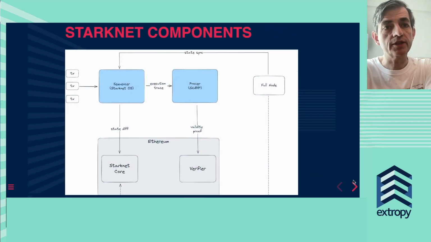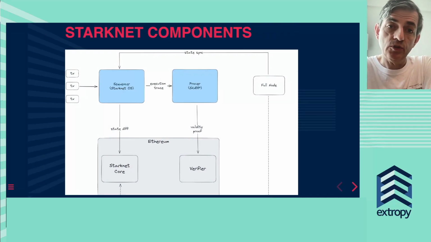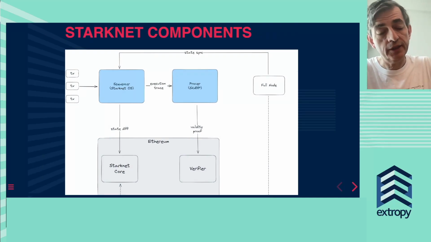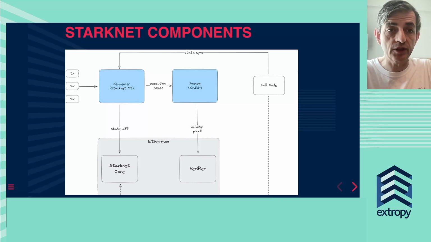Okay, so let's look at it in a little more detail by taking a look at the components. So when a transaction is introduced into Starknet, it will be sent to the sequencer. And the sequencer really plays a crucial role. It is responsible for collecting transactions and doing a lot of the coordination within Starknet.